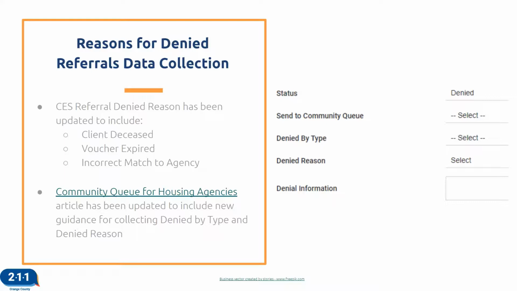So that third one, incorrect match to agency, should only be used if the client was matched to the incorrect agency, not if they were matched to an incorrect project. So if a client was matched to your agency's rapid rehousing project and they should have been matched to your permanent supportive housing project, or circumstances changed and maybe they're a better fit for your permanent supportive housing project, that would not be considered a denied referral. Instead, that referral can be linked to the correct project.